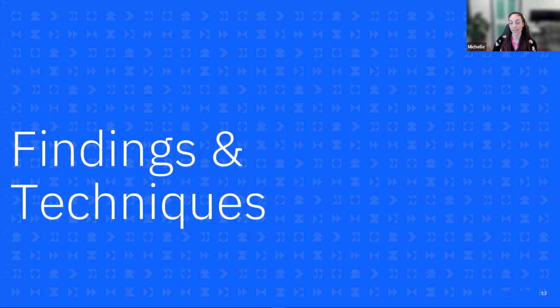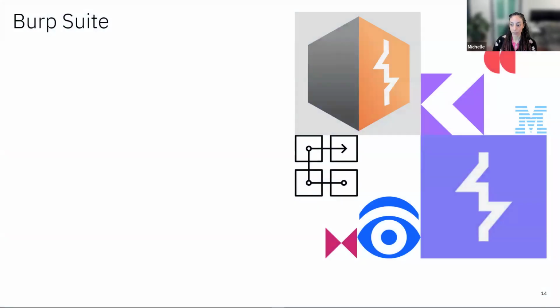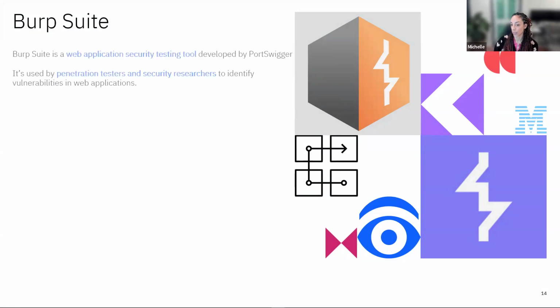We're going to look now at some web application findings and techniques on how we found them. I'll walk through a few different real-world scenarios, actually, of findings that I uncovered during my testing. So before we get into that, we're going to look at a couple tools. Burp Suite is one, very, very commonly used. It is a web application security testing tool developed by PortSwigger. It's used by pen testers, security researchers. We use it to identify vulnerabilities in web applications.